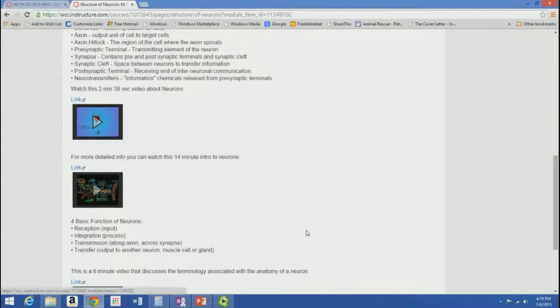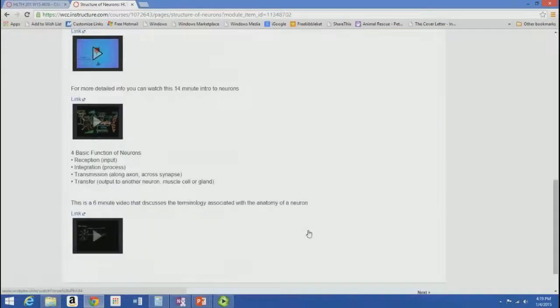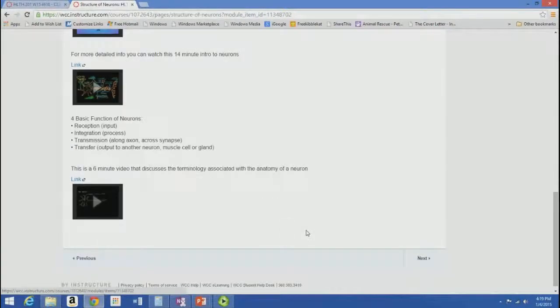The four basic functions of neurons are reception, receiving input from other cells; integration, processing that input and deciding what to do with it; transmitting it along the axon; and across the synapse, transferring that output to another neuron or a muscle cell or gland. That's basically all that neurons do, and they make everything happen in our body, so it's pretty amazing. There's another video that discusses the terminology we just discussed. It's just a different way to look at the information, and you can decide what you like best.